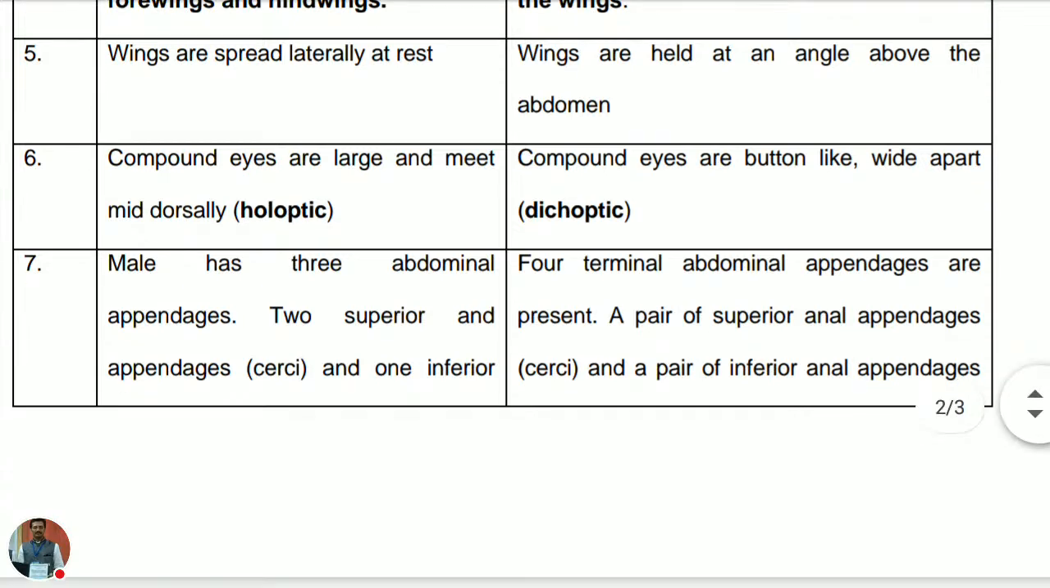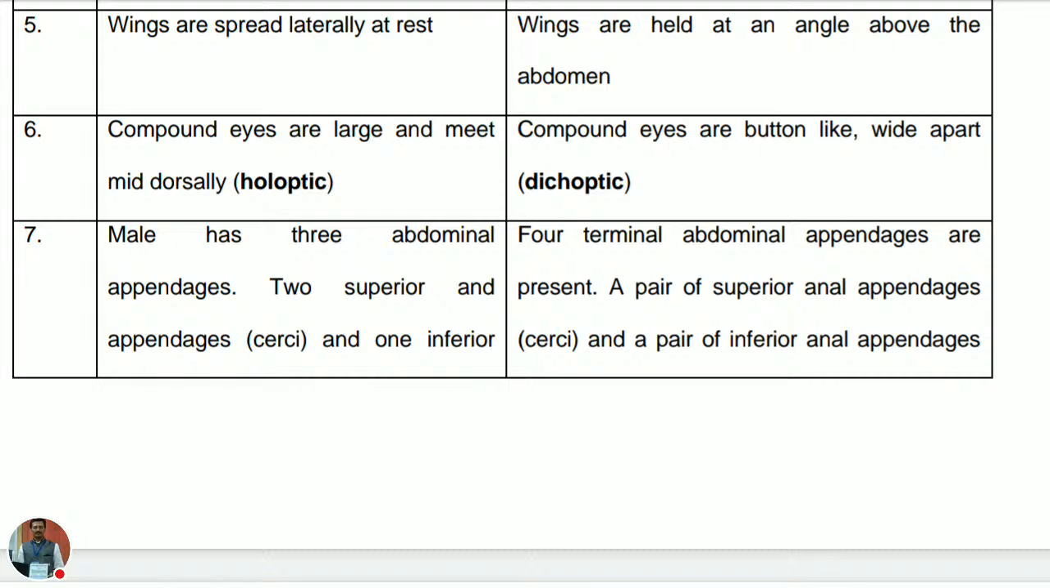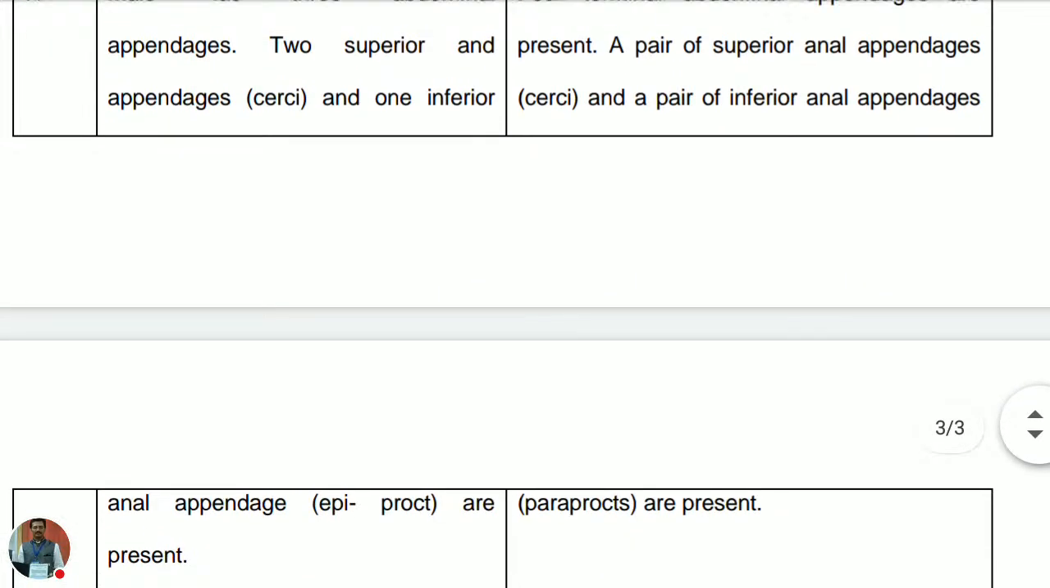In the seventh point, the male has three abdominal appendages: two superior appendages, that is the pair of cerci, and one inferior anal appendage, that is the epiproct, and these three appendages are present on the abdomen. So two superior appendages, the cerci, and the epiproct on the abdomen in case of dragonflies.